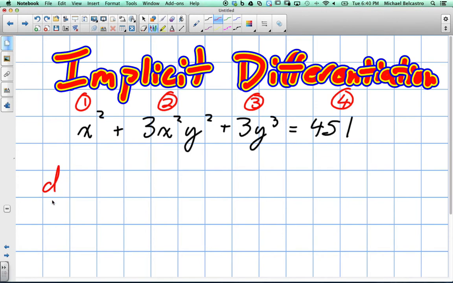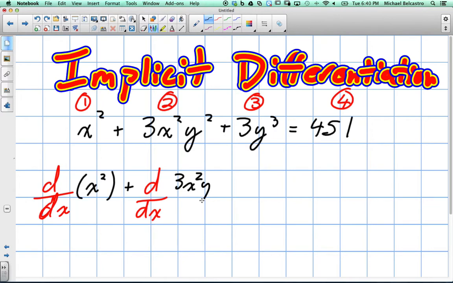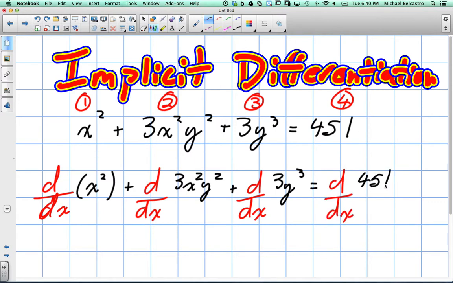Normally what you'd write is d over dx, derivative of x squared, plus we want to find the derivative d over dx of our second term, which is 3x squared y squared, plus we want to find the derivative d over dx of 3y cubed, and again we want to find the derivative d over dx of 451. So essentially what this is saying is just find the derivative of each of these separate terms in here, okay? 4 is really simple.